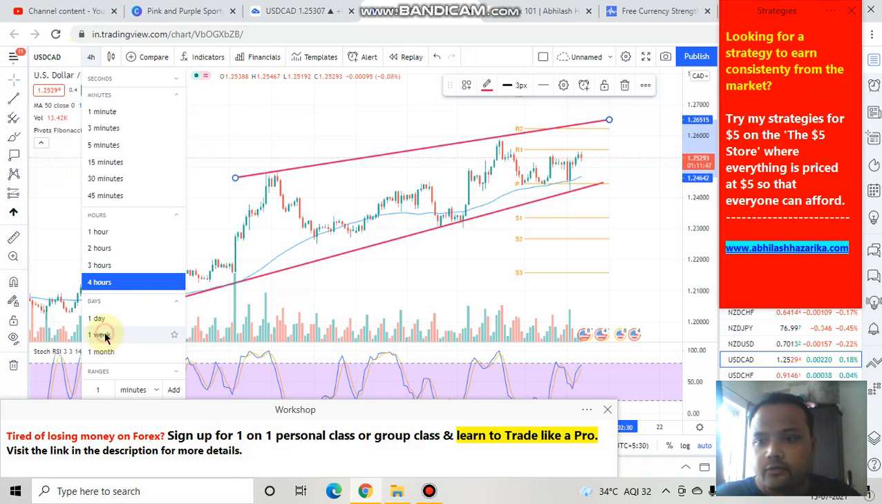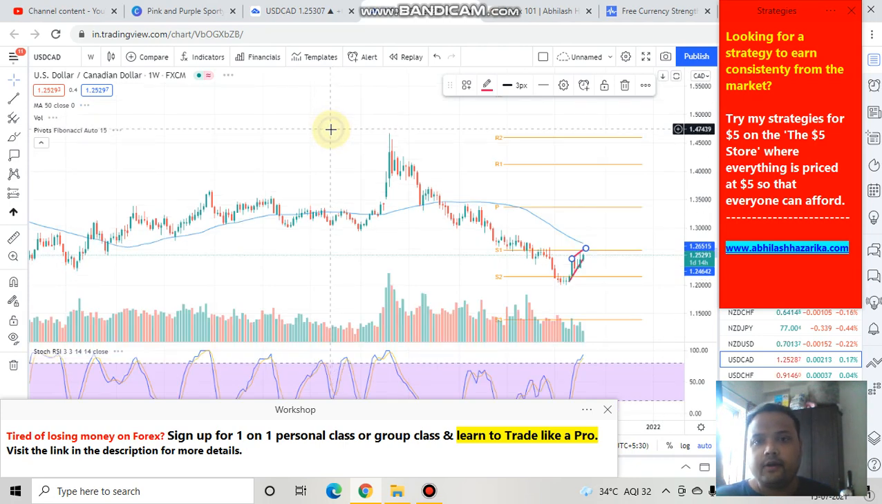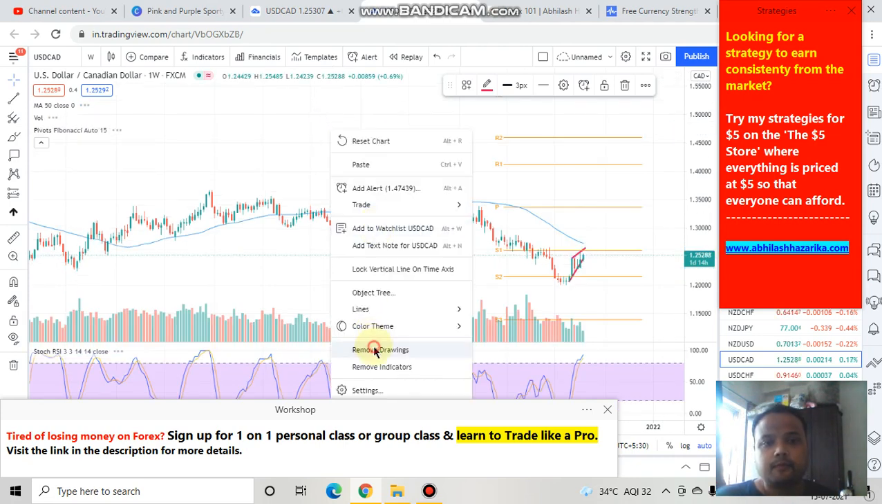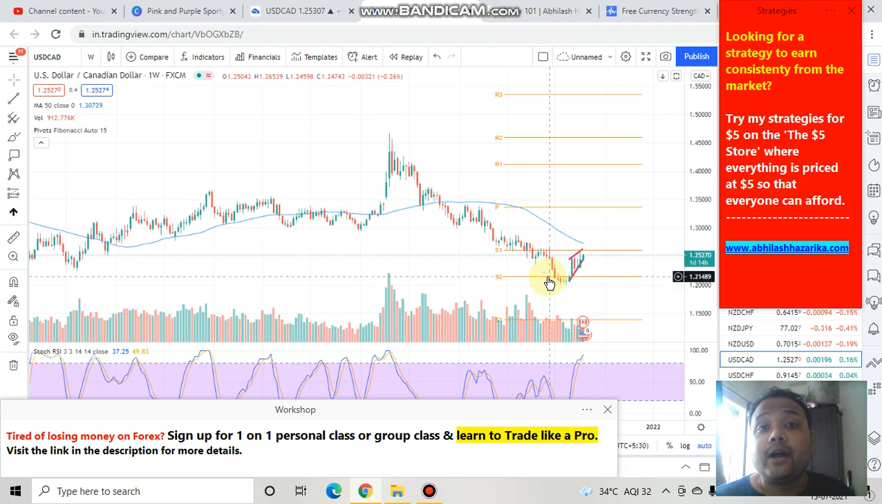If we go to the weekly chart of USD CAD, and if I remove the drawings here, then you can see that though the market has formed a green candle right now, we have a crucial resistance in the weekly chart, and the market has been trying to cross this resistance level for a long time. Previously also the market tried to cross the resistance, failed, and there was a sharp fall in the market, and right now the market is struggling again.